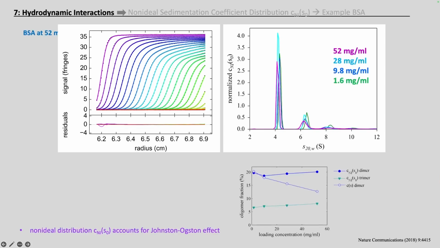As we discussed earlier, the Johnston-Ogston effect will mask the amplitudes of the faster sedimenting boundaries. This is illustrated here, showing as a dashed line the concentration dependence of the dimer boundary that is observed with a naive standard c(S). The Johnston-Ogston effect clearly is at play, suppressing the apparent dimer fraction. However, the filled symbols here are the results of the non-ideal c(S). And now the dimer fractions are essentially independent of concentration, and the same is true for the trimer fraction. This is a demonstration for how the non-ideal c(S) will automatically account for Johnston-Ogston effects in the resulting distribution, because it is based on a detailed simulation of each species' sedimentation pattern.